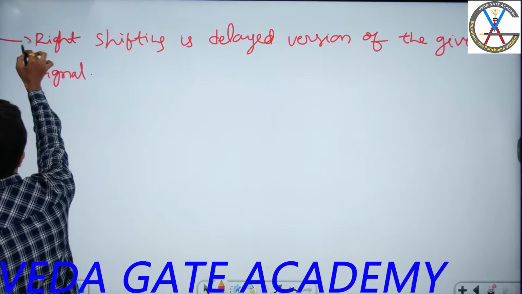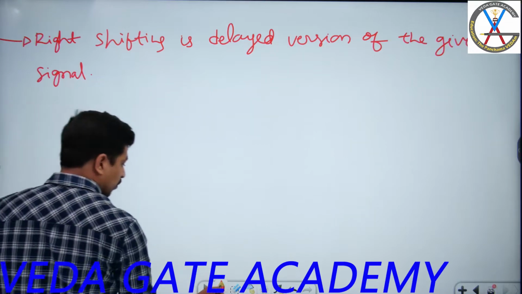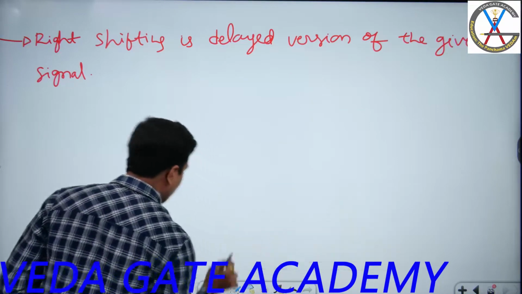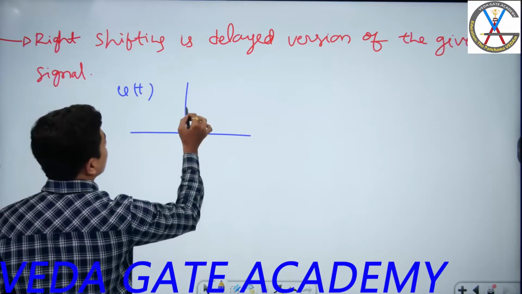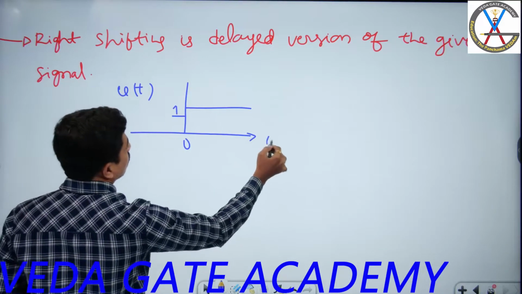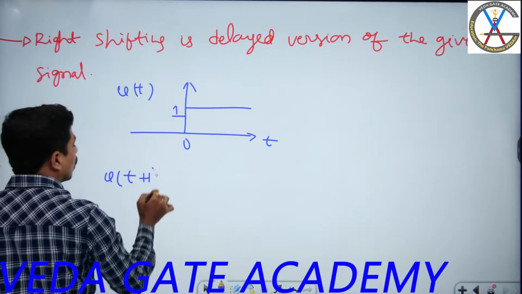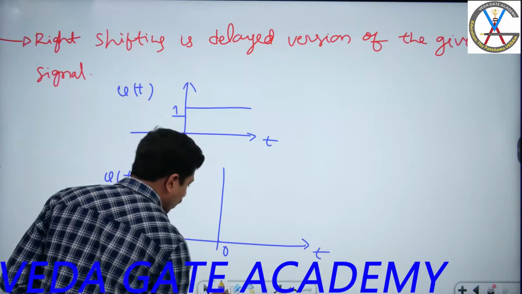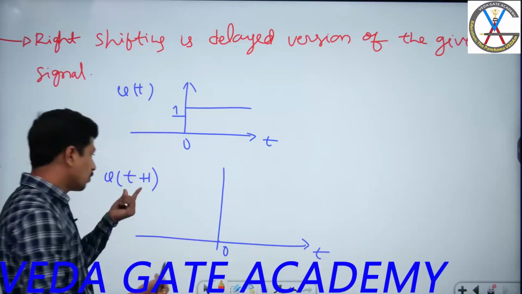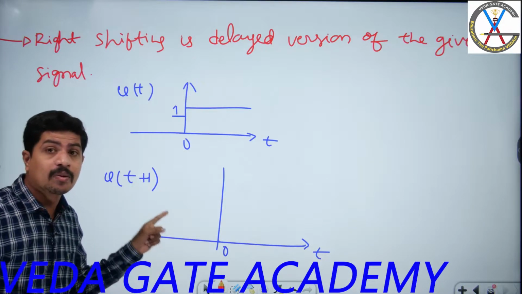Let's understand left shifting also. Now the same u of t we will take. U of t you know very well. Just roughly I'm sketching here. This is u of t, starting at t is equal to 1 on this axis. We want u of t plus 1. Make t plus 1 equal to 0, so t is equal to minus 1. This signal is starting at t is equal to minus 1.